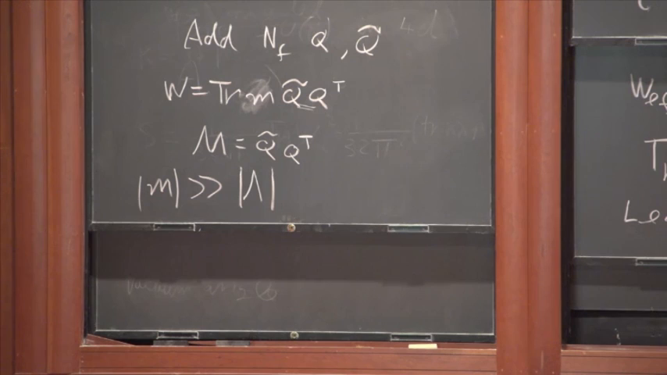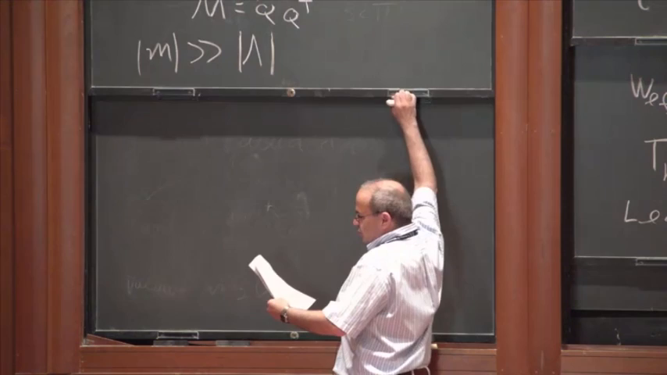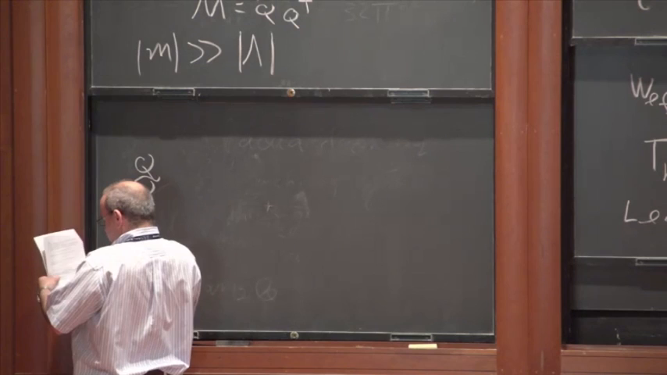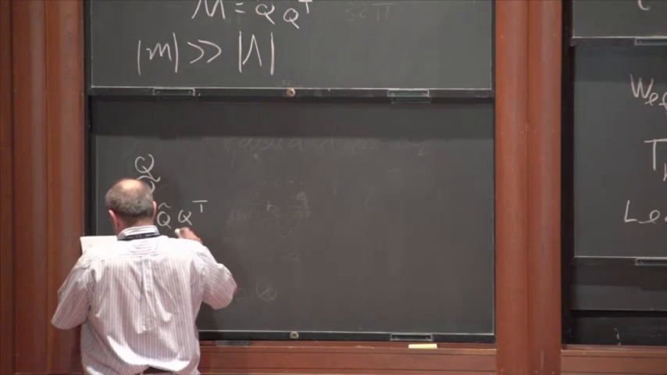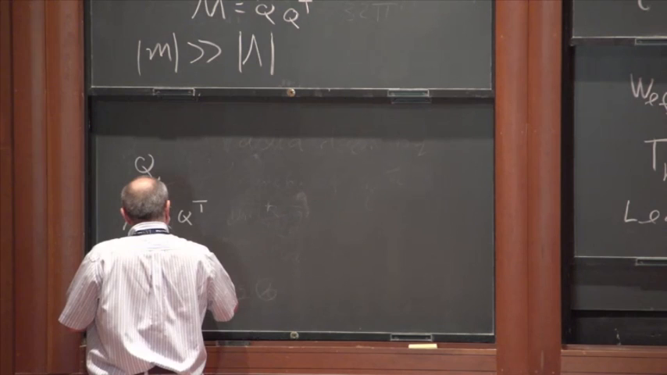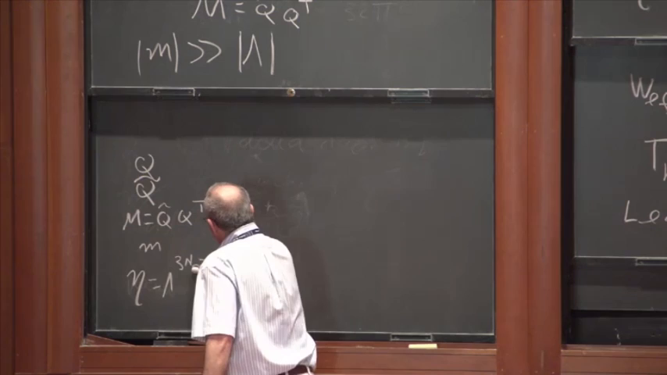And again, I'll use the symmetries. So this is the first thing we do when we have such a problem. We make a list of all the characters in this story. We have Q and Q tilde. And we have a meson, which is Q Q tilde, or Q transpose Q tilde. And we have the mass m. And we have eta, which in this case is lambda to the 3N_c minus N_f. So the one loop beta function is different here, and therefore the exponent is different.